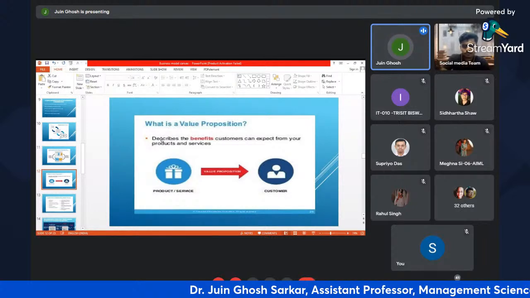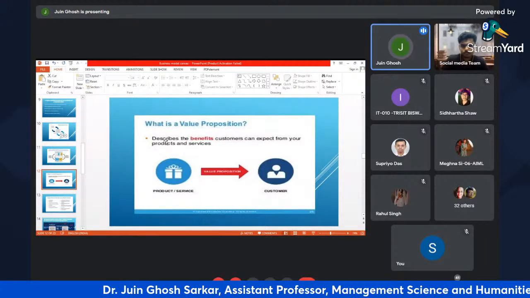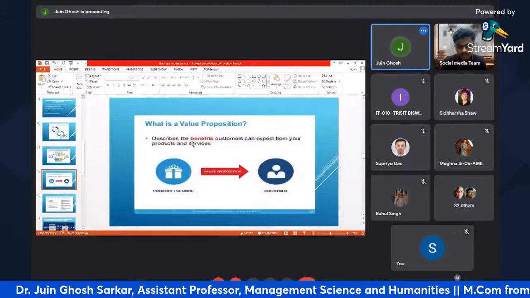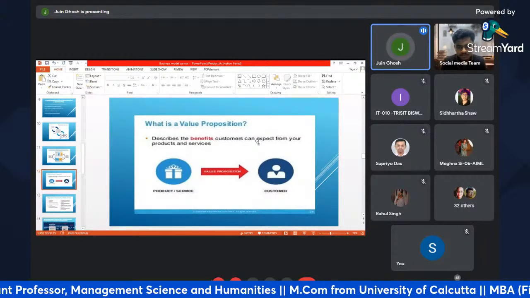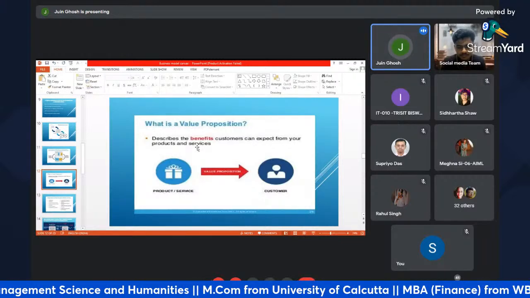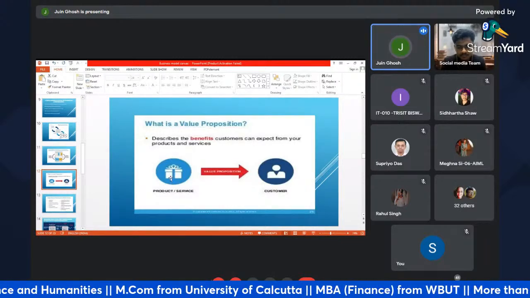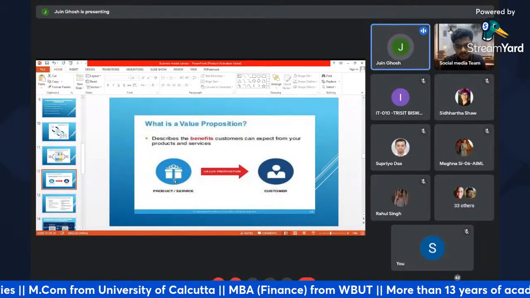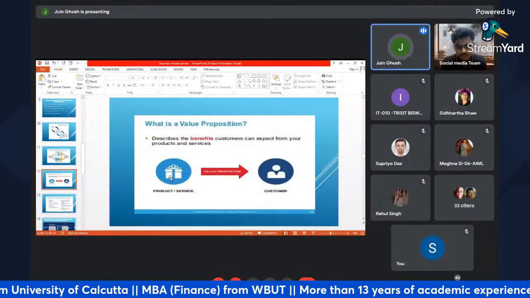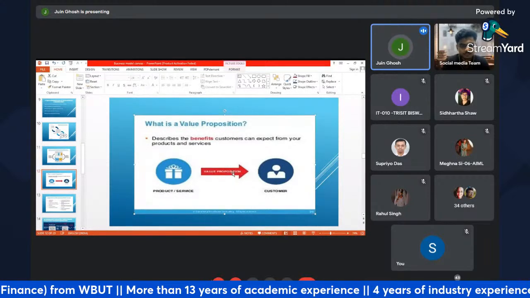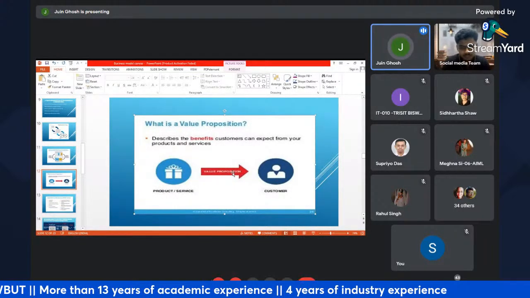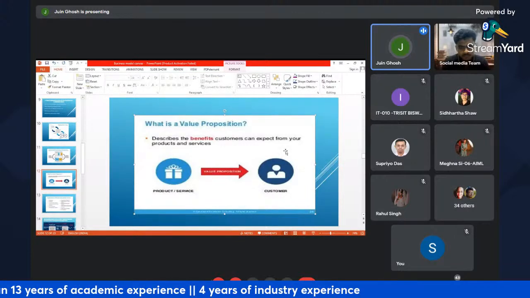Now, this is what describes the benefits. Value proposition actually describes the benefits the customers can expect from your product or services. This is your organization, which is providing the product and service. These are the value proposition, that is, the strategies that you are implementing in order to retain the customers as a whole.